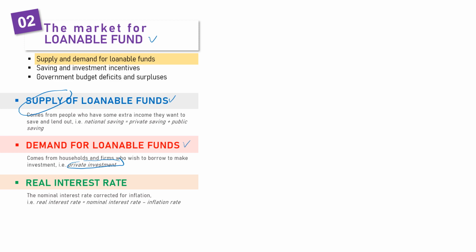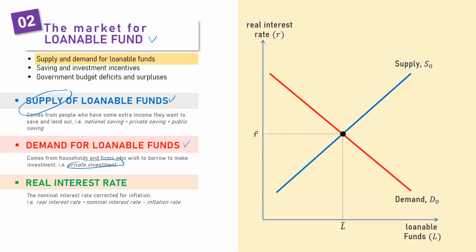Demand and supply in the market for loanable funds are diagrammed like this. They change with the change in real interest rate, or the nominal interest rate that has been corrected for inflation. Demand will be negatively correlated with real interest rate since a lower interest rate means lower cost of borrowing for investment. As a result, a lower interest rate will increase the demand for loanable funds.